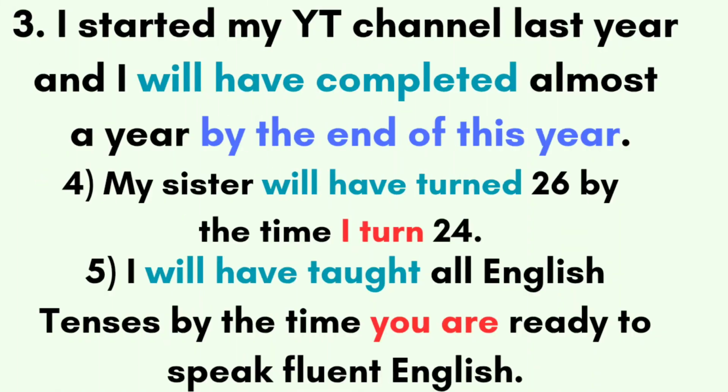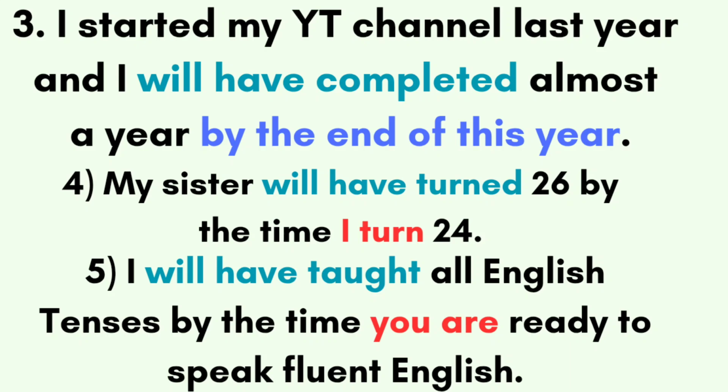Third example, I started my YouTube channel last year and I will have completed almost a year by the end of this year. Here there is one completed action before a specific time. The specific time is by the end of this year. That will be the specific time in the future. And what will be the completed action? I will have completed 1 year, right? This is clear.